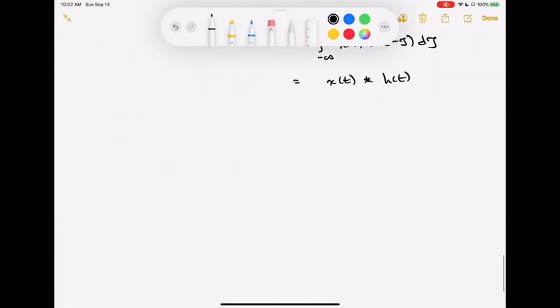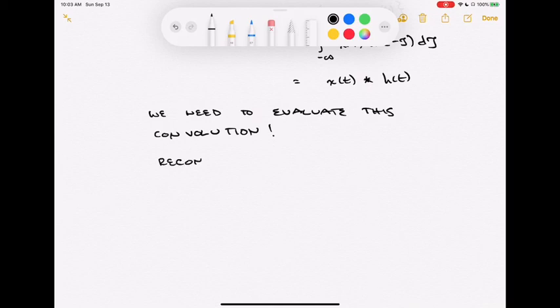So we need to evaluate this convolution. And what I'm going to do is recommend a three-step procedure. It's a weird three-step procedure, but once you get the hang of it, it will make some sense. I'm going to write out the procedure first, and then we are going to use the procedure with this particular example to find the output.